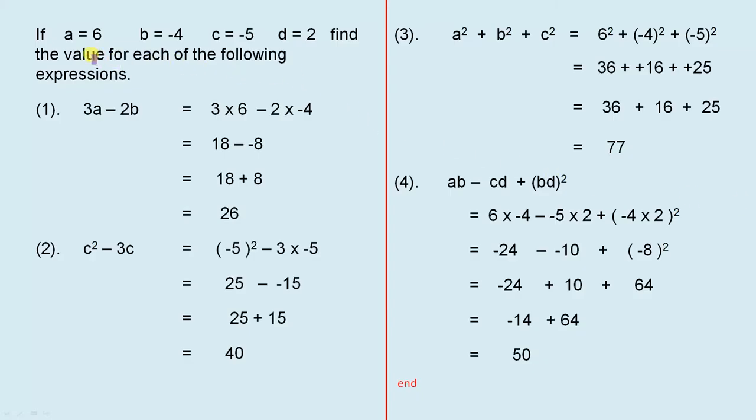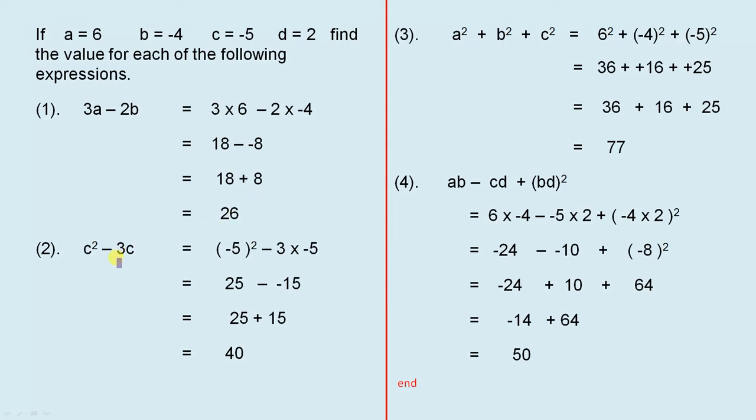Now the next one, if A is 6, B equals minus 4, C equals minus 5, and D equals 2, find the value for each of the following expressions. The first one is 3A minus 2B. So that's 3 times 6 minus 2 times minus 4. 3 6s are 18. That's the minus sign there. And 2 times negative 4 is negative 8. When you see those two signs together, that's a plus. So 18 plus 8 is 26.